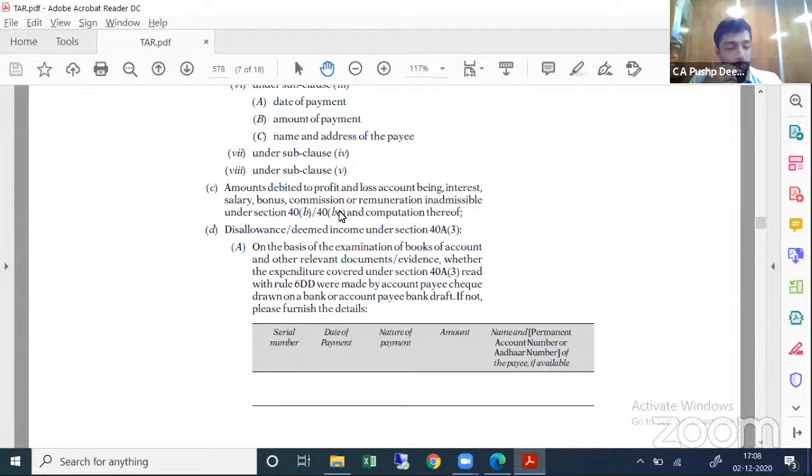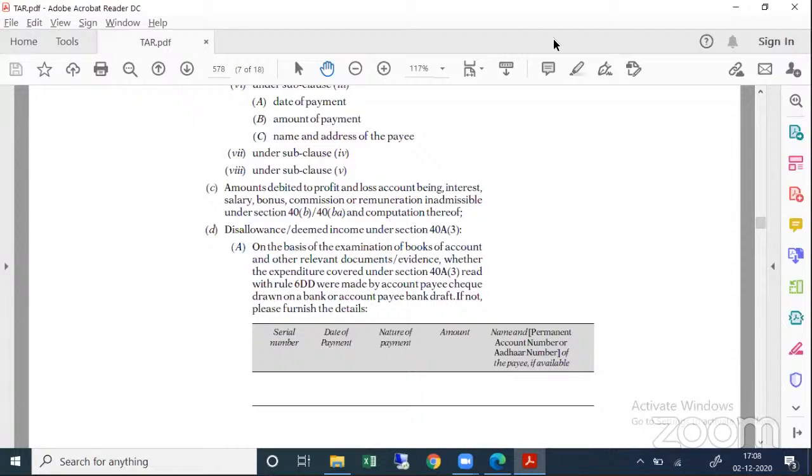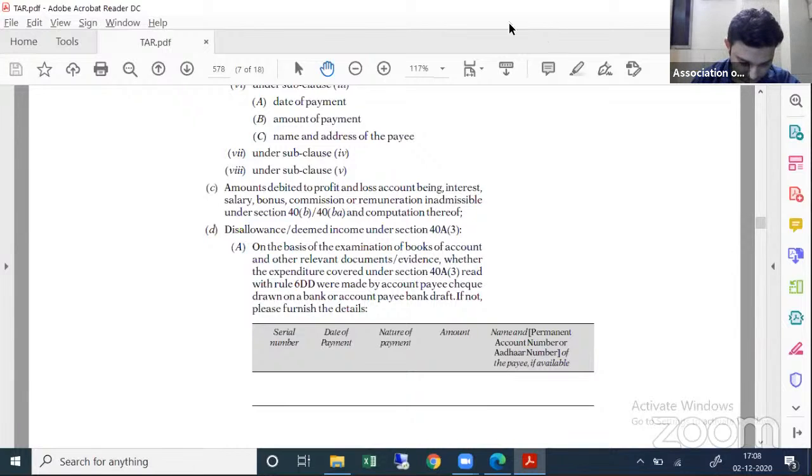Your voice is cracking, Push. Hello. Yes, can't hear you properly. It is always an issue, yet the department expects this, whether made by account payee cheque or not. I think he's probably joining back.